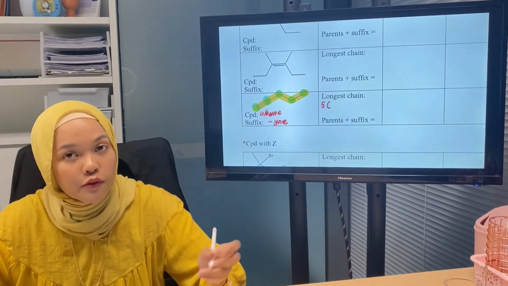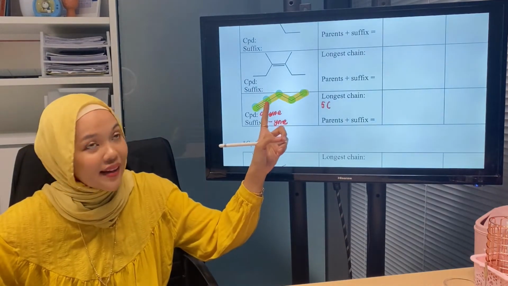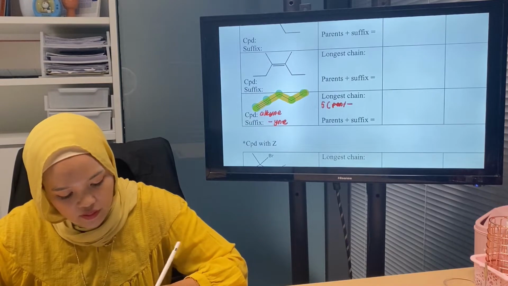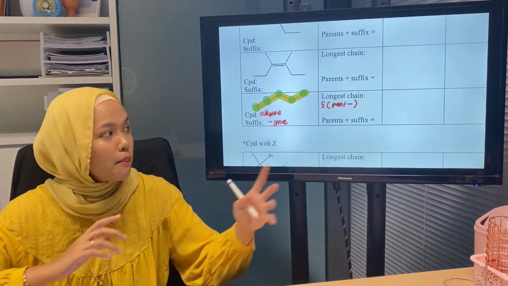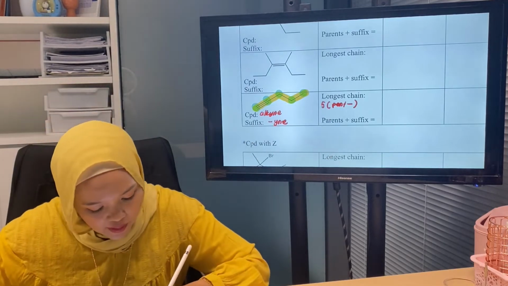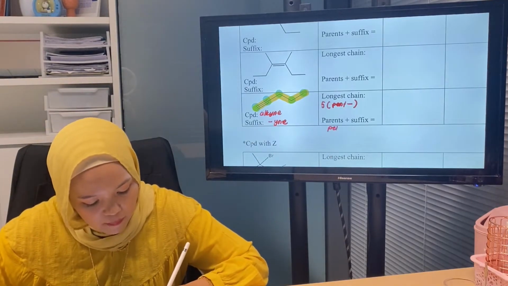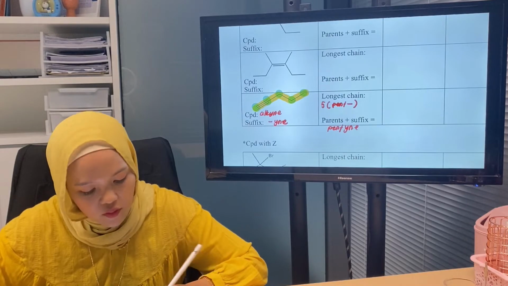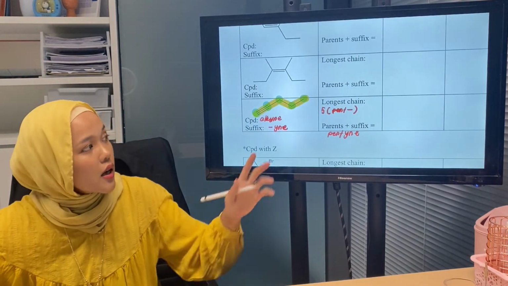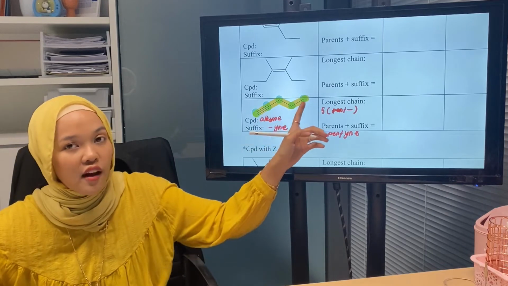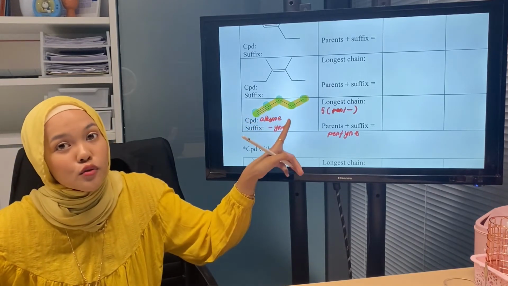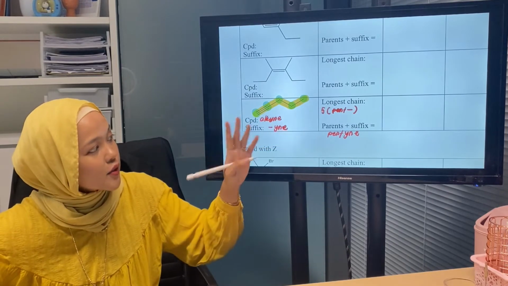So 5 means it is pent. Remember? So it is going to be pent. Now you combine the parent chain plus suffix. So parent plus suffix becomes pentyne. Next, we are going to look into the prefix. But you see, we don't have any substituent, so you don't have to care about that.